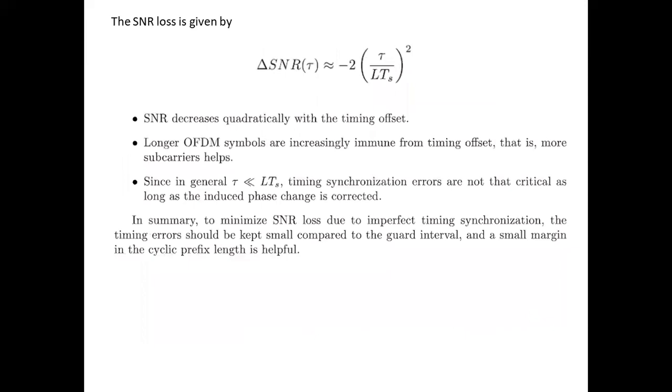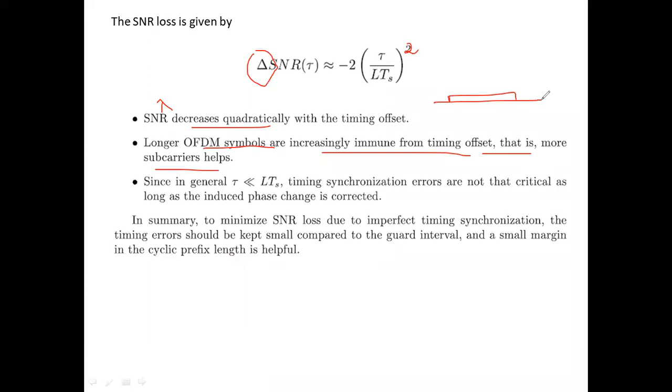Are there going to be any losses because of this? Yes, there is an SNR loss, a relative loss. That is why the change is indicated by delta. SNR should always be a higher value, but you can see it decreases quadratically because there is a square term with the timing offset. What do they say? Longer OFDM symbols are increasingly immune to timing offset. That is, the more the number of subcarriers and the larger the pulse width, the better. But larger pulse width actually means what?